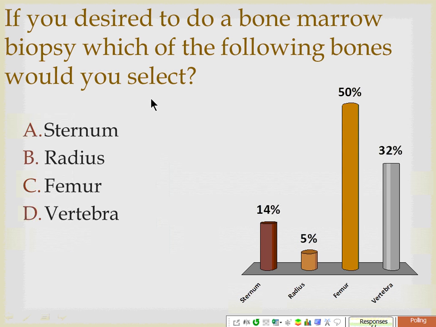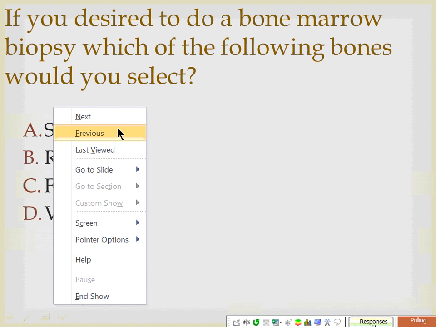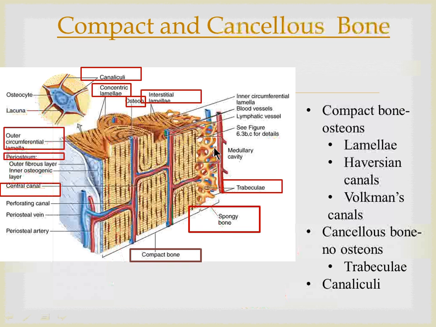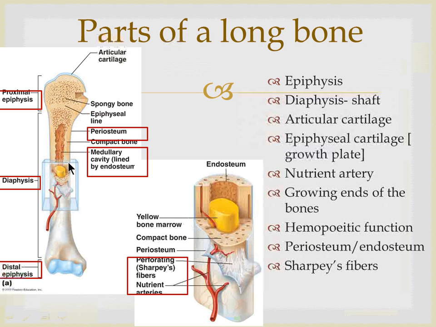So if we go back, it also lines these trabeculae. The endosteum also lines this, and the periosteum lines the outer surface of bone. Both are important because they are sites of osteogenic cells, cells which can help to repair and grow bone.